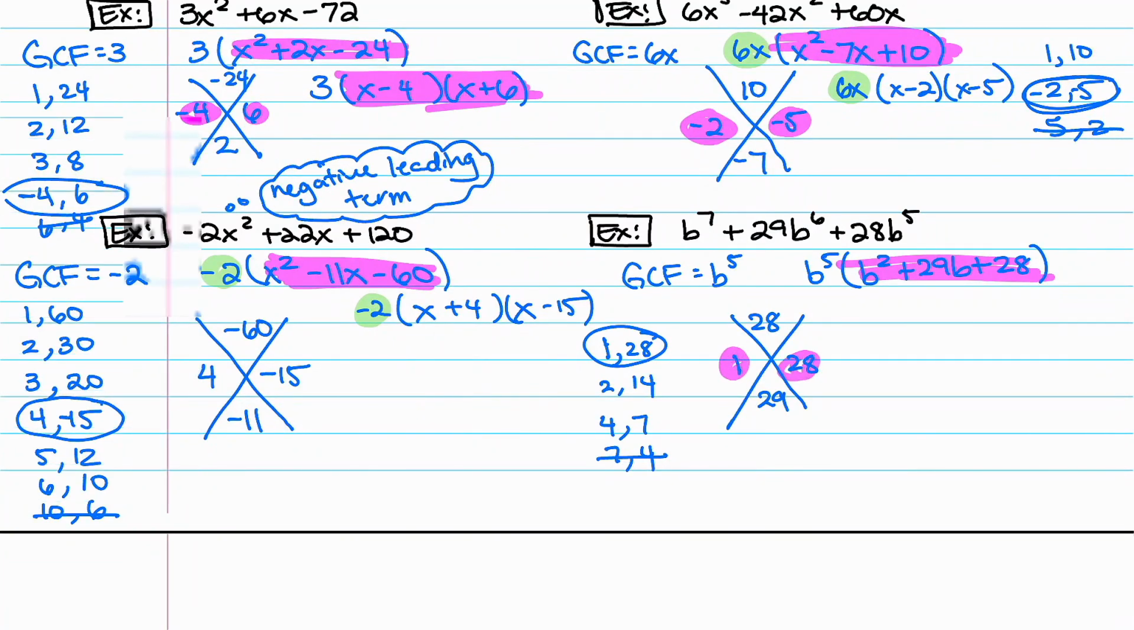So I'm going to go parentheses b plus 1, parentheses b plus 28. And remember that I had that b to the fifth in the front. We're going to bring down that b to the fifth, and we are done.